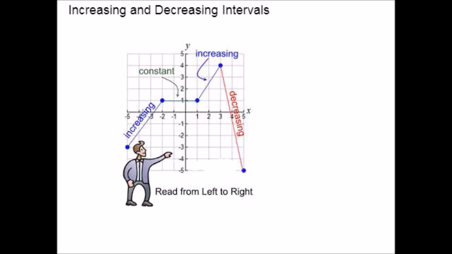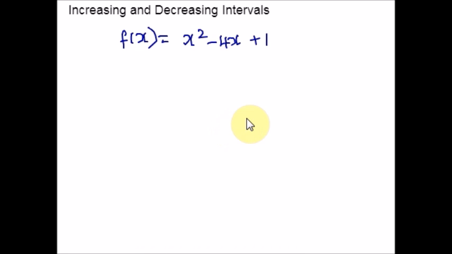Let us consider the function. Here is the function f of x, which is equal to x square minus 4x plus 1. We want to study this function, evaluating when it is increasing or decreasing, and for that we must determine the intervals where the derivative is positive or negative. We can proceed in several steps.